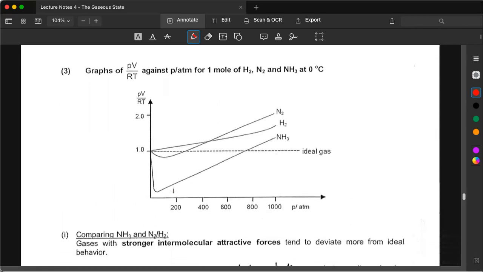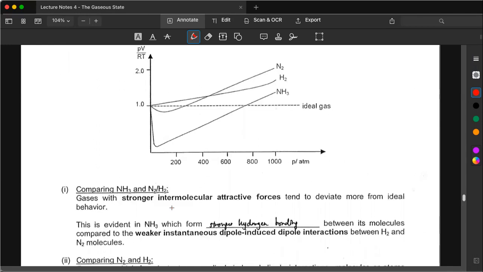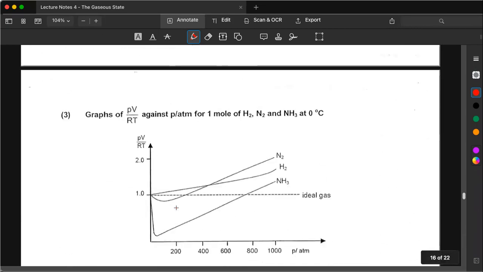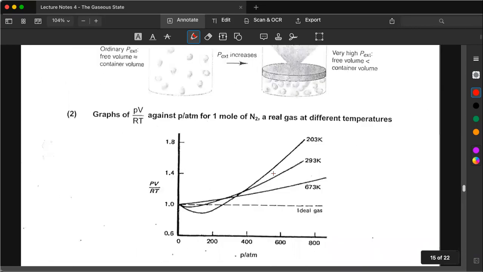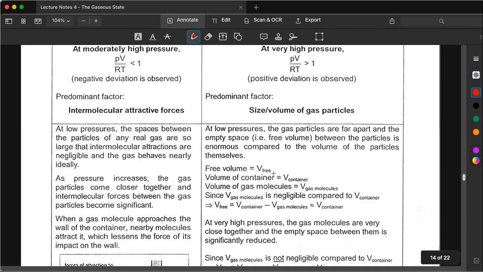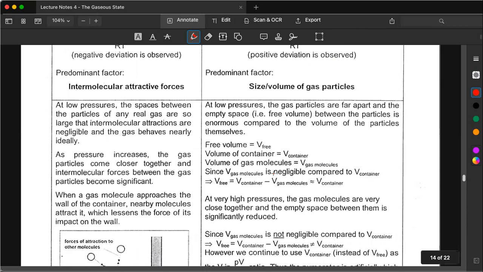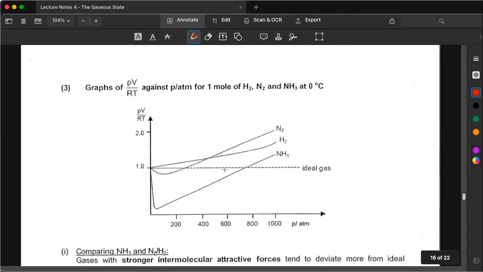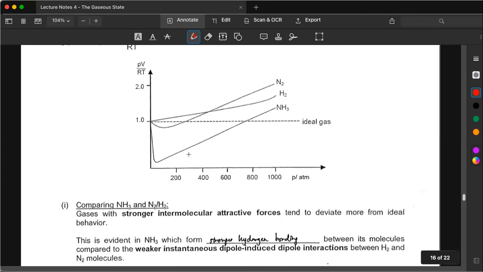You can see that there is greater negative deviation for ammonia because, if you have negative deviation, it's more like intermolecular force. Positive deviation is largely due to the size or volume of gas particles compared to the volume of the container. So that's the reason why there is some difference between the type of deviation seen.